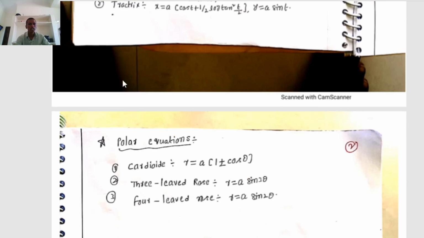Next one, tractrix. The Cartesian form of the tractrix is x equals a into (cos t plus 1/2 log tan square t/2), y equals a sin t.